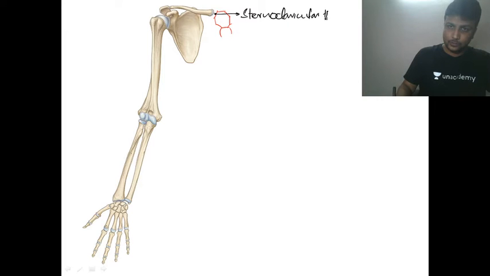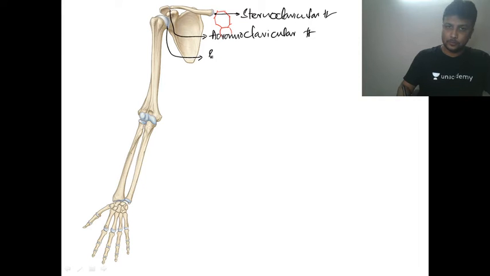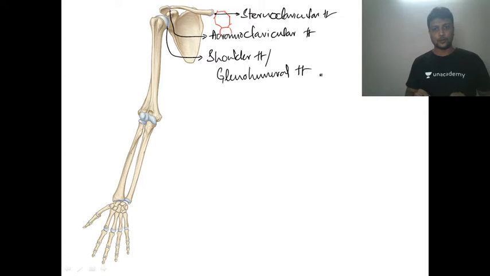sternoclavicular joint. Okay. Now after that, this joint here will be the acromioclavicular joint. Sternoclavicular joint, then we'll be having the acromioclavicular joint. Clavicle joining with the acromion process. And after that, no doubt about that, this joint here will be the shoulder joint. Okay. And the shoulder joint is between the glenoid cavity of the scapula, therefore gleno, and the head of the humerus, therefore humeral. It is also known as glenohumeral joint. The shoulder joint is also known as glenohumeral joint.